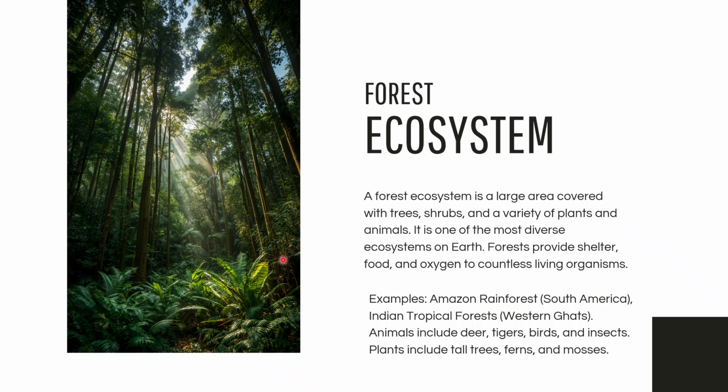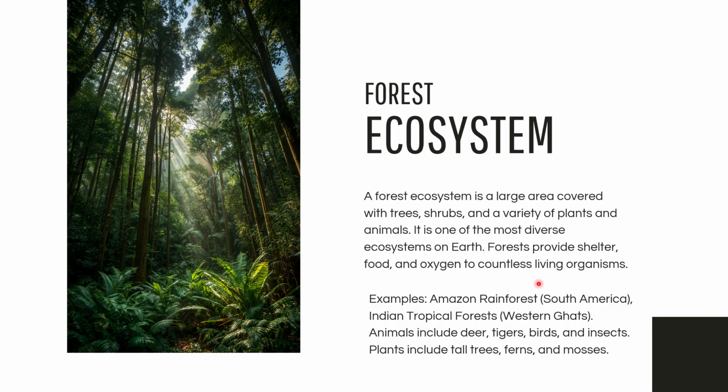So it's a very diverse kind of ecosystem, and especially in a tropical forest ecosystem, we find many exotic kinds of animals and plants, such as herbs also. In India, the best examples can be the Nilgiri forest ecosystem, or you can go to the Himachal forest ecosystem, or the Eastern Ghat ecosystem, right? The Kerala ecosystem is one of the most diverse ecosystems. Forests provide shelter, food and oxygen to countless living organisms.